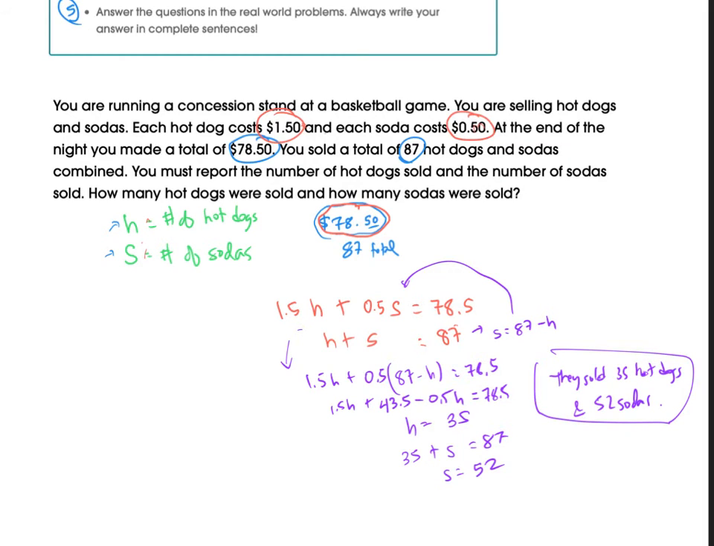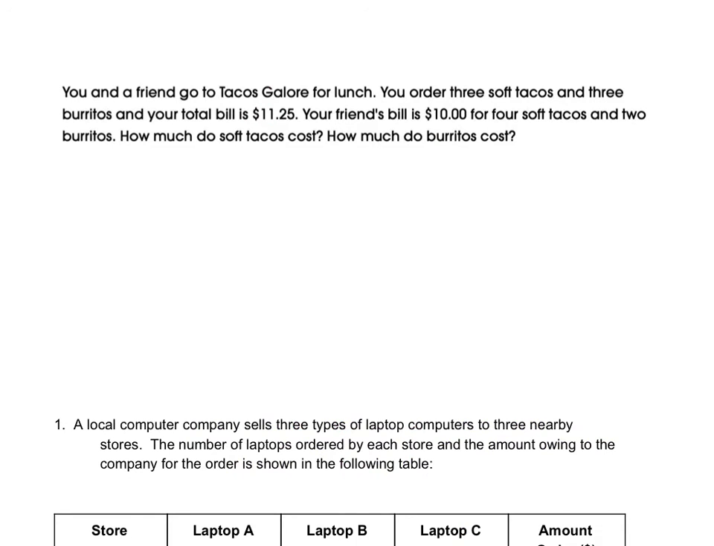All right, so let's look at the second one. But this time, I'm going to go a little faster through. So pause the video and read the problem. And now let's do it. So first to define my variables, I want to know the cost of a soft taco and the cost of a burrito. So this time I'll use X and Y. Cost of a taco, cost of a burrito.